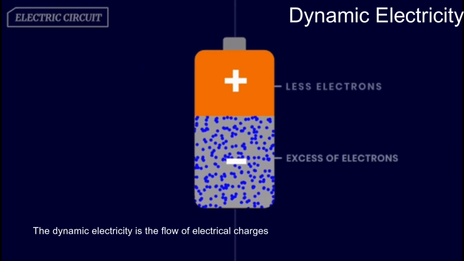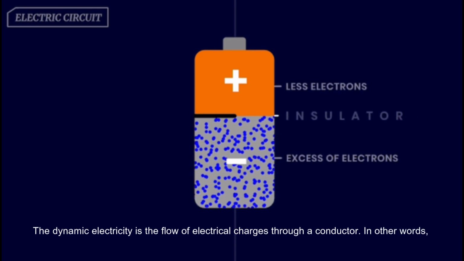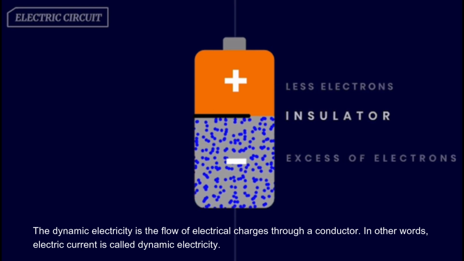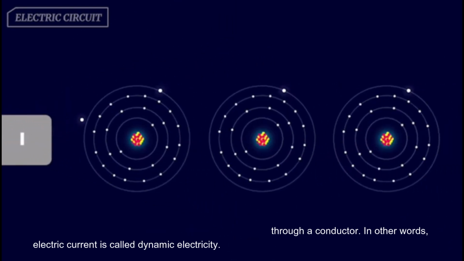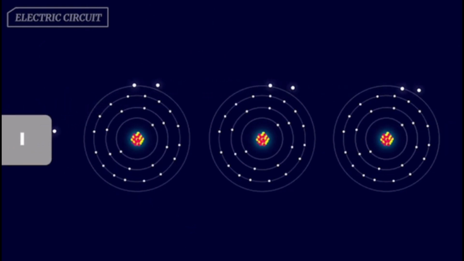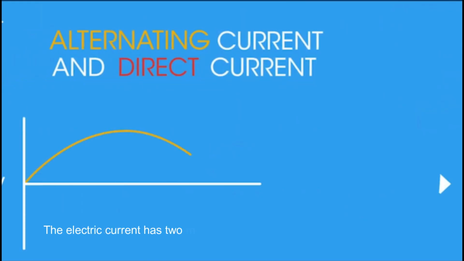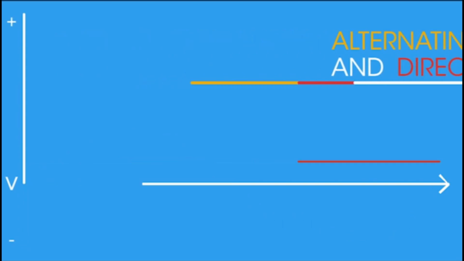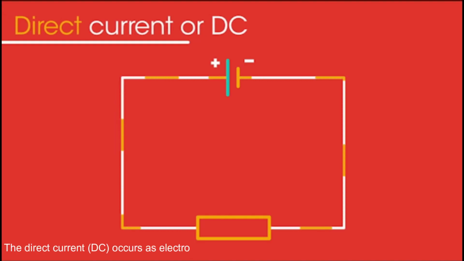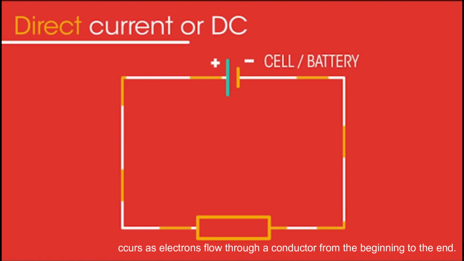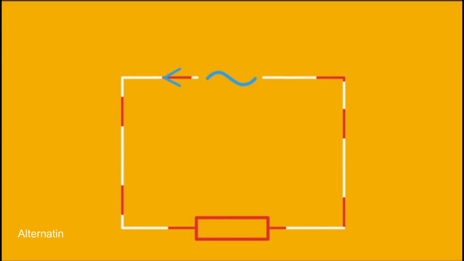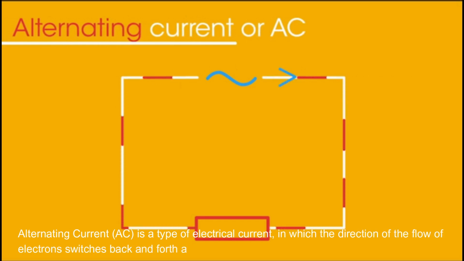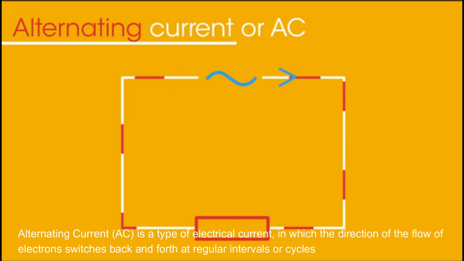The dynamic electricity is the flow of electrical charges through a conductor. In other words, electric current is called dynamic electricity. The electric current has two modes of transmission: direct current, DC, and alternating current, AC. The direct current, DC, occurs as electrons flow through a conductor from the beginning to the end. Alternating current, AC, is a type of electrical current in which the direction of the flow of electrons switches back and forth at regular intervals or cycles.